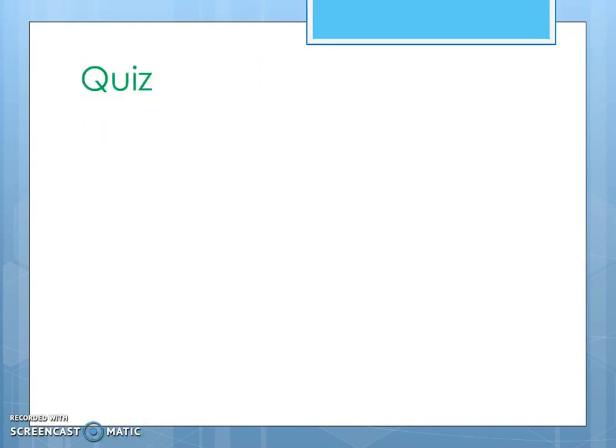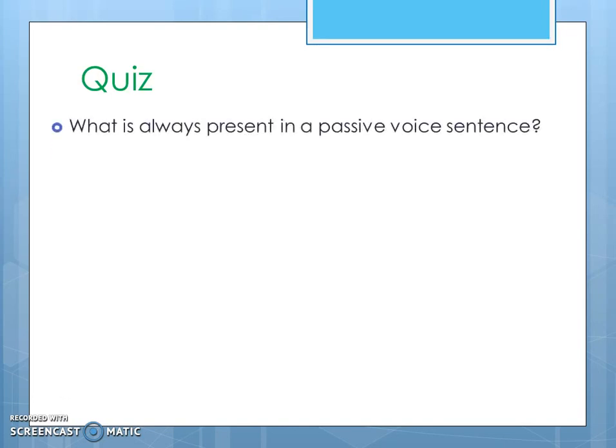Well, and just to finish, a little quiz. What is always present in a passive voice sentence? Do you remember? Did you notice it? Well, if you didn't, go back and check that again. If you did, excellent.